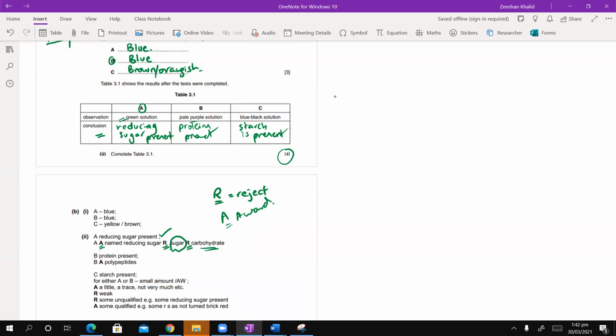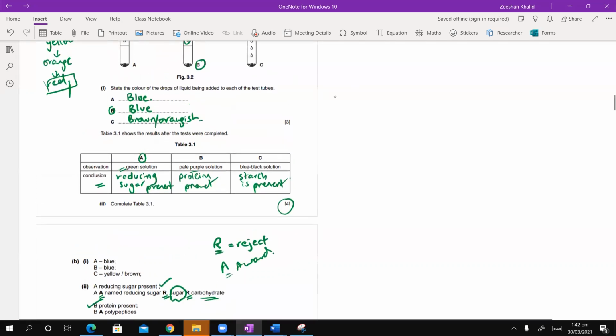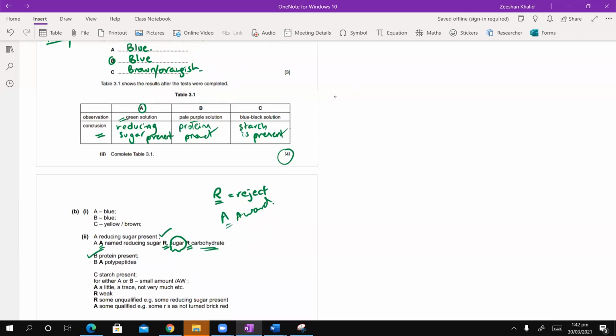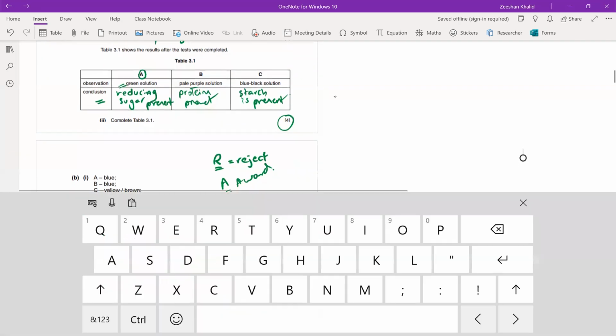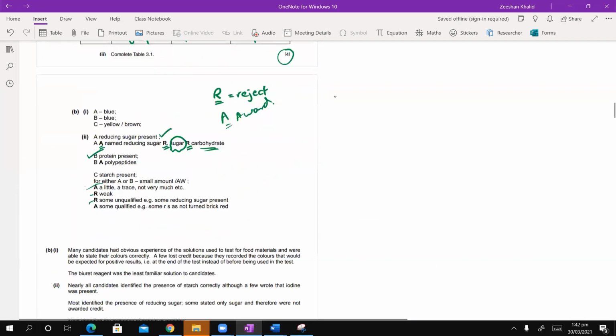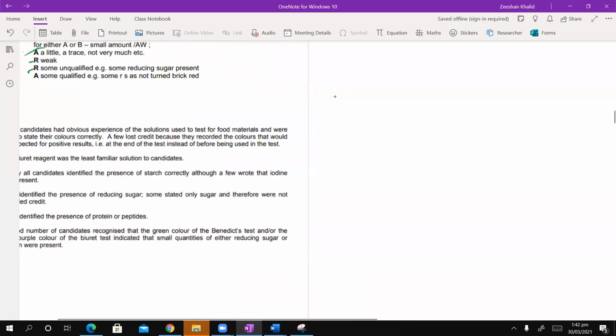Okay. Now B, proteins present. ठीक है. Polypeptides भी present लिख दिया, तब भी ठीक है. Starch पे उसने कहा है starch जो है वो present है. Okay, the starch is present. Reject weak, reject some unqualified like reducing sugar, whatever the case is. So alhamdulillah, हमारा conclusion जो है वो बिल्कुल ठीक था, and we've completed table 3.1. Let's see what the examiner has to say.